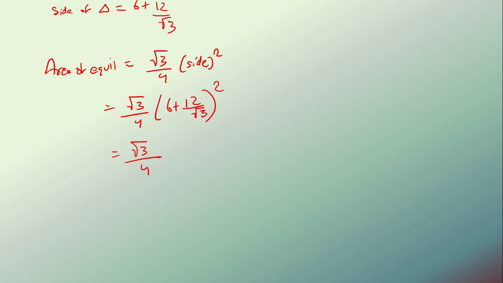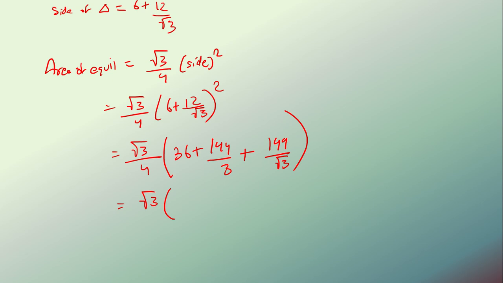And if we simplify it, a plus b the whole square is equal to a squared, 6 square is 36, plus b square, 12 square 144, root 3 square is 3, plus 2ab. 2 into 6 is 12, 12 into 12 is 144, divided by root 3. And so this would be equal to root 3 times, if 1 by 4 is being multiplied with all of these, that's basically dividing all of the terms by 4.